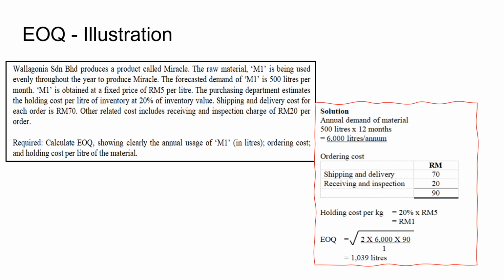Next, we need to find the holding cost. Remember, holding cost is the cost of storing the inventories. After you have confirmed that the goods have been received, the situation says that the purchasing department estimates the holding cost per liter of inventory is 20% of the inventory value. So you need to find how much the inventory value is here. The inventory value is expressed in ringgit, so you have to find the value in ringgit.